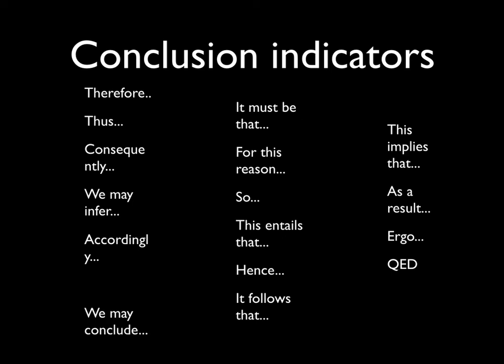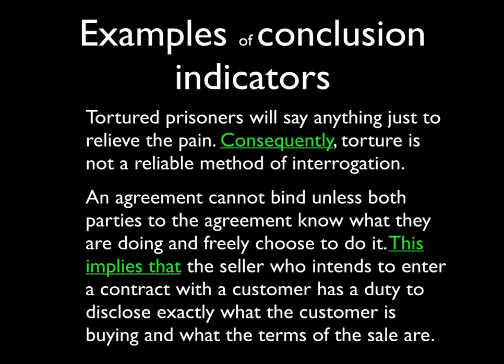Now, let's look at an example of this in action. So here's an example of a conclusion indicator. First example: tortured prisoners will say anything just to relieve the pain. Consequently, torture is not a reliable method of interrogation. Here, as you notice, the word consequently is underlined, and of course it functions as our conclusion indicator, telling us that torture is not a reliable method of interrogation. That's our conclusion.